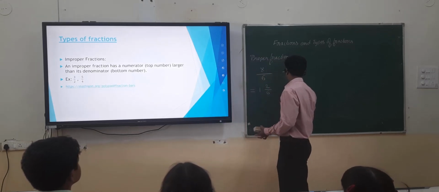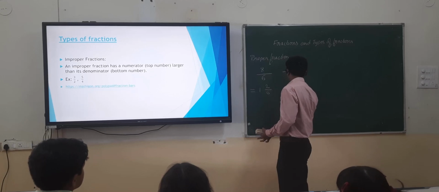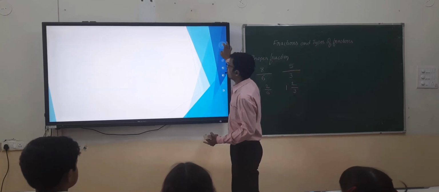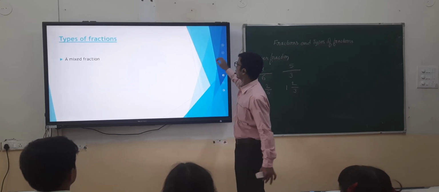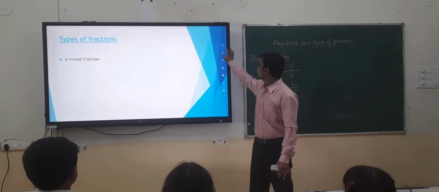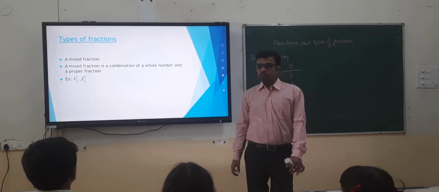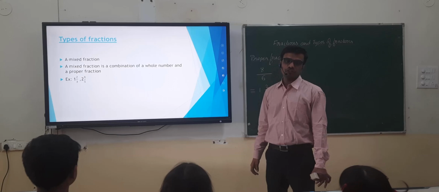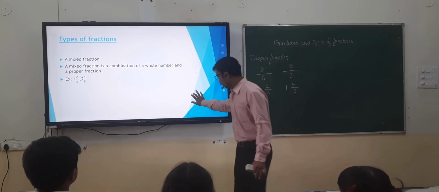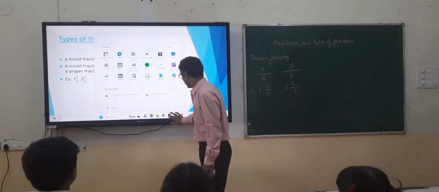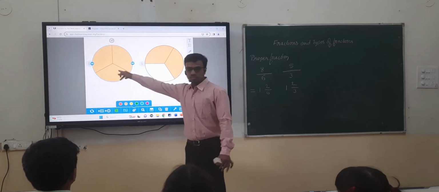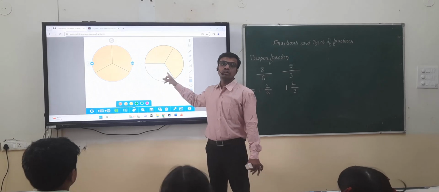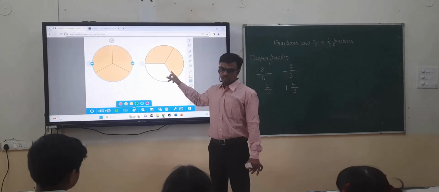What we have written here now, 1, 2 by 3, is called as what type of fraction? We'll call this one the last type of fraction. It is a mixed fraction. What is the meaning of mixed fraction? A mixed fraction is a combination of a whole and a proper fraction. Just now I showed you how it looks. Here it is. Now look at this. This is the combination of a whole and this is the combination of what? Proper fraction. How will we represent it?